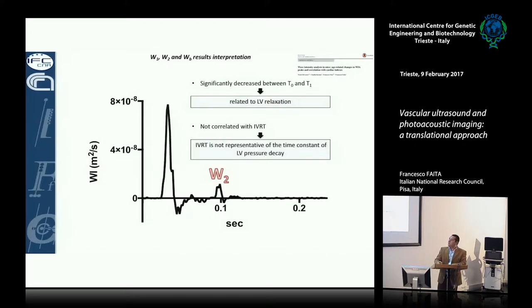Okay, I think wave intensity analysis is quite a complex analysis to understand, but in our opinion, it could be very useful in the future because it provides a lot of information on the coupling between the heart and vessels.